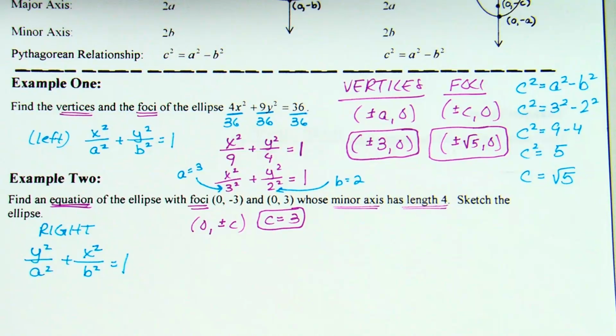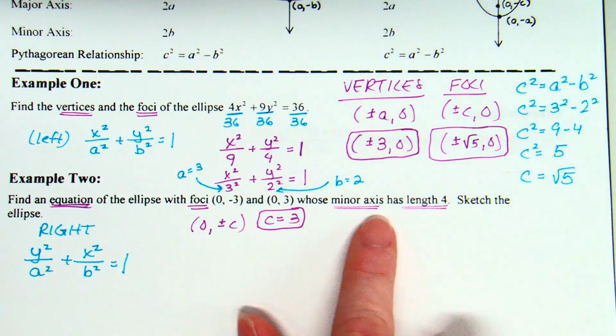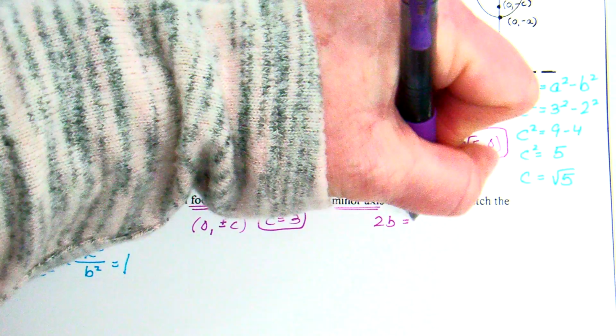Someone said we know B. Okay, wait, hold on. How do I know B first? Okay. Are we okay with that? Minor axis has length 4. What's it say up there about minor axis? Minor axis is 2B. So if 2B is 4, then our brilliant algebra skills tell us B is 2.